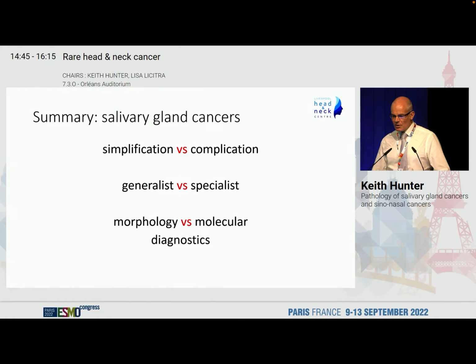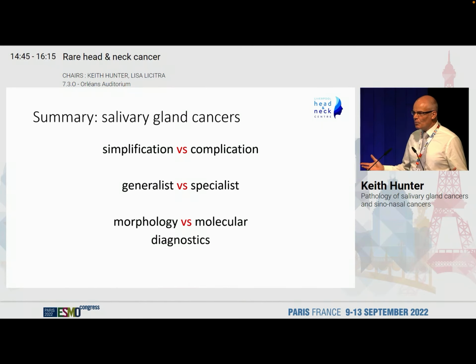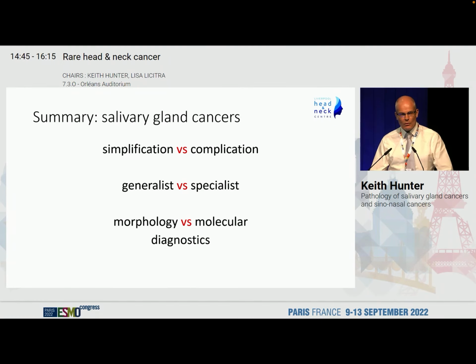So when we come to the summary for salivary gland cancers, these, I guess, are the three main issues. There is simplification versus complication. And are things going to get more complicated in the molecular age as we sequence more of these tumours? Well, the answer is probably.